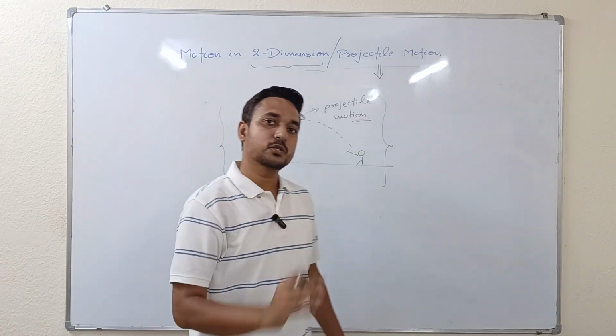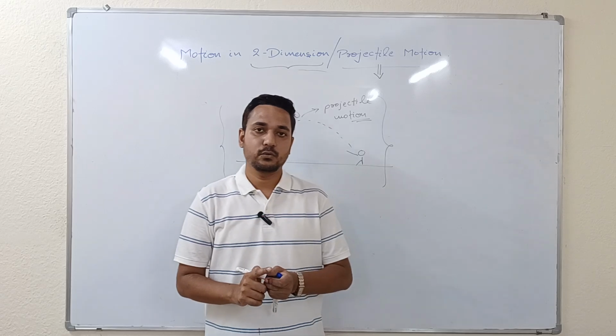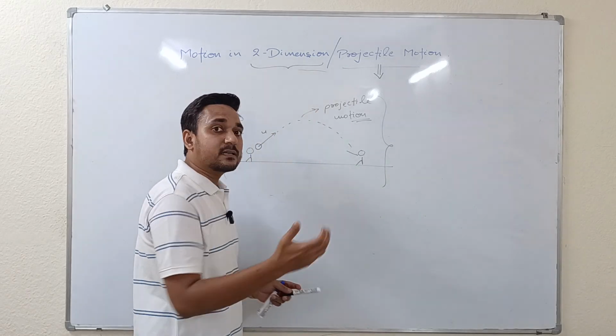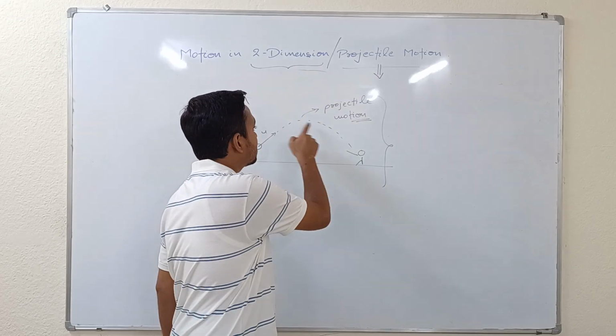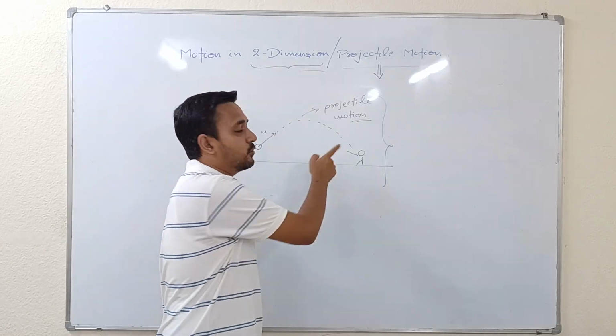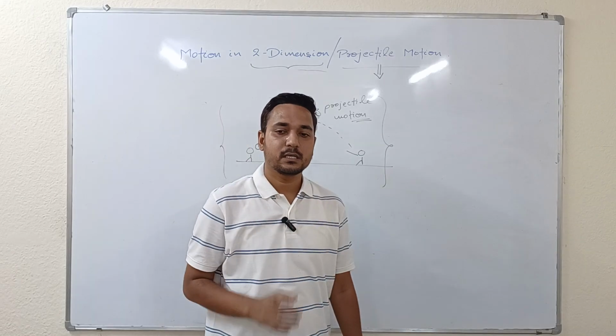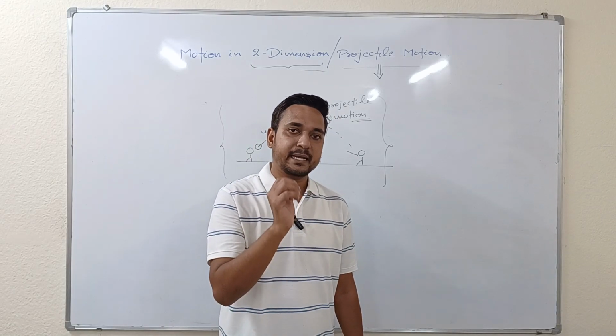See, you throw a stone to another person. In this case, that stone will travel in this particular path. This path is particularly known as projectile motion. So we have to see that projectile motion.